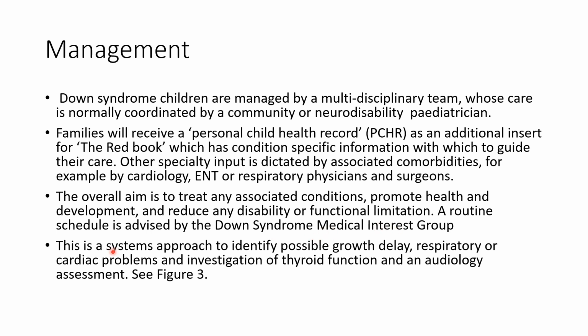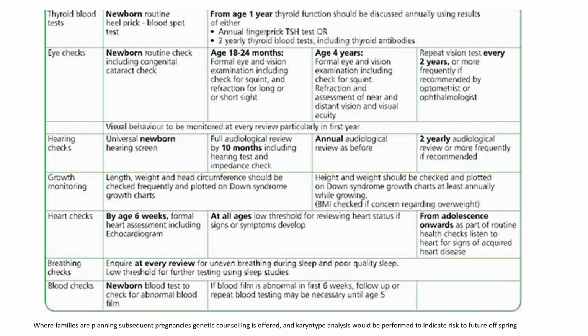Okay, then this is a systems approach to identify possible growth delay, respiratory or cardiac problems, and investigations of thyroid function and the audiology assessment. So what's the figure we're talking about? Okay, so this is what we're just talking about, the blood tests, the newborn routine blood spot tests. So this is usually done from age 1, and the thyroid function test will be discussed annually using the results of either the annual finger prick TSH test or the 2-yearly thyroid blood test, including thyroid antibodies.